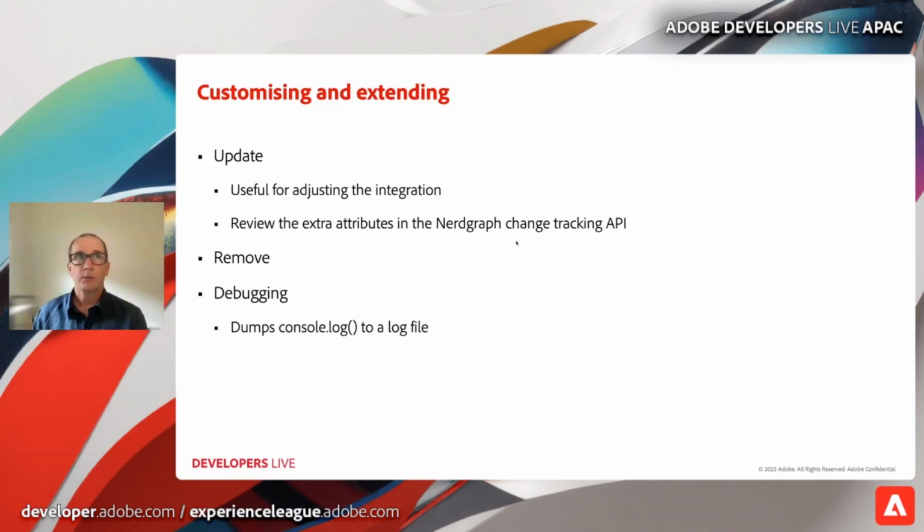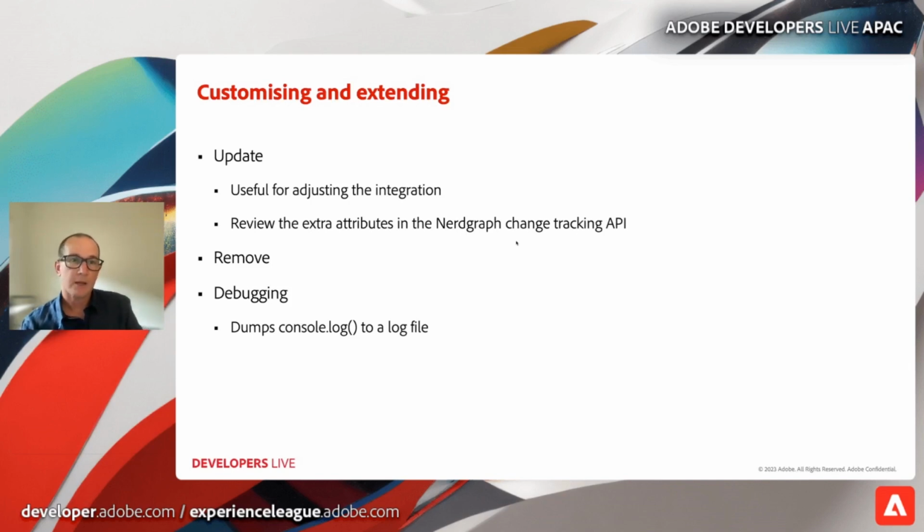When updating, it's important to be aware that once we've created and implemented the script, we need to make sure that we're updating it. Otherwise, we'll actually add another one each time. So it's easy to remove them, but just be aware of that. Updating is useful for adjusting the integration, and you'll be able to customize and add more information to this script and then update it if you want to as well. I recommend reviewing the attributes in the node graph change tracking API that I showed before.